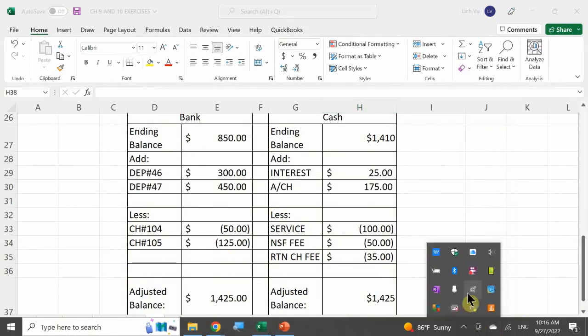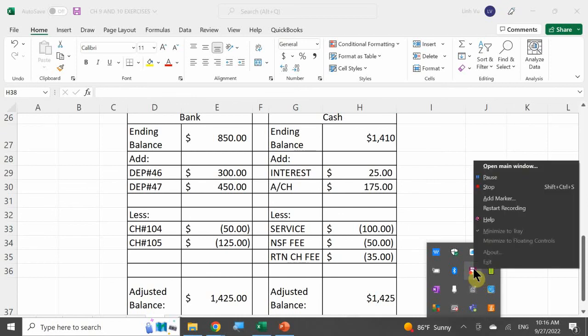So that is it for the chapter 9 and 10 exercise. Any questions? We will get to see another example tomorrow in the study guide.